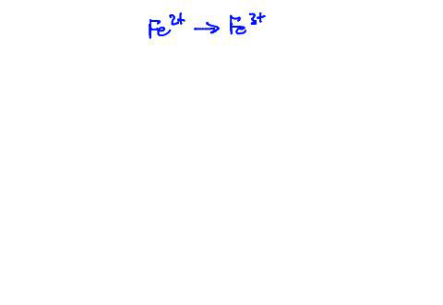The Fe's are balanced. What's not balanced, though? The charge. So I have to add electrons. Electrons have a negative charge. Which side can I add electrons to? To the product side. And how many electrons do I need? Just one. That's it. We're done.